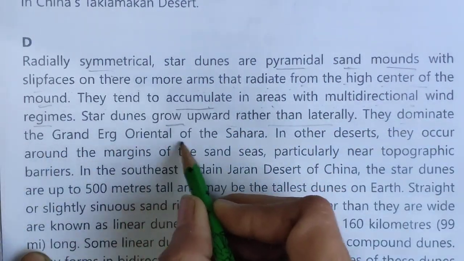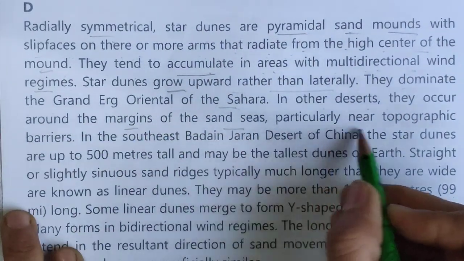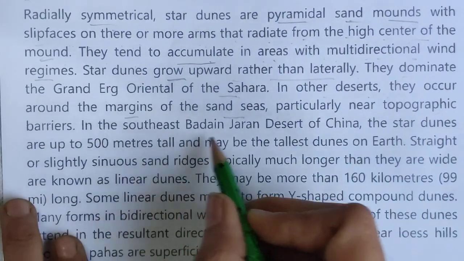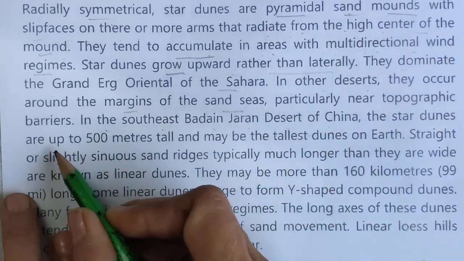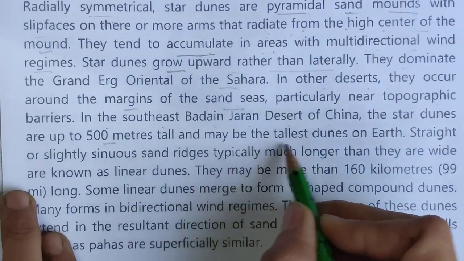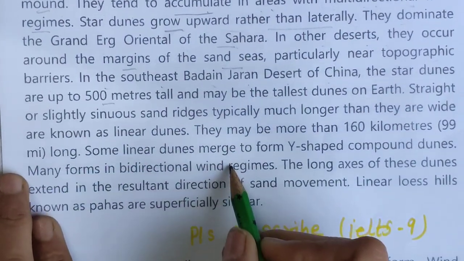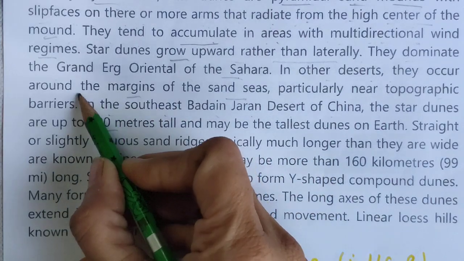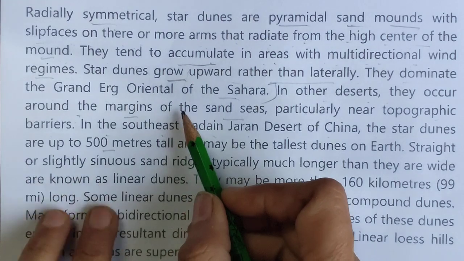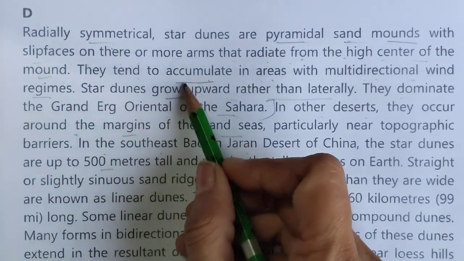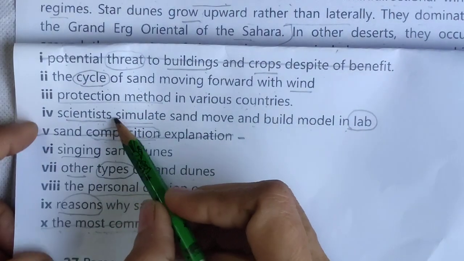They dominate the Grand Erg of Sahara. In other deserts, they occur around the margins of the sand sea, particularly near topographic barriers. In the southeast Badain Jaran desert of China, the star dunes are up to 500 meters tall. Mostly, up to here they are just talking about how sand dunes are made. Let's read it because they tend to accumulate. Let's find the options.